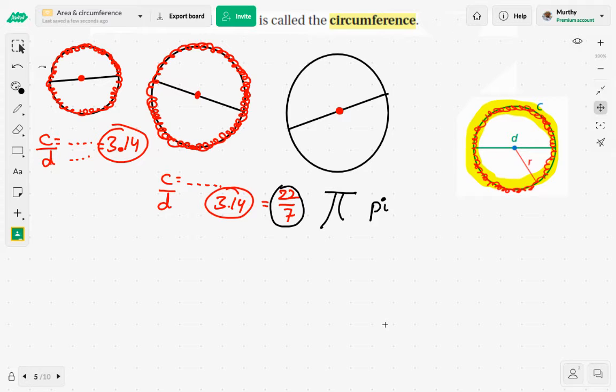Now coming back to the lesson, the total length of the boundary line of a circle is known as circumference. Then how is it connected to pi? Let me clear some part of my screen.